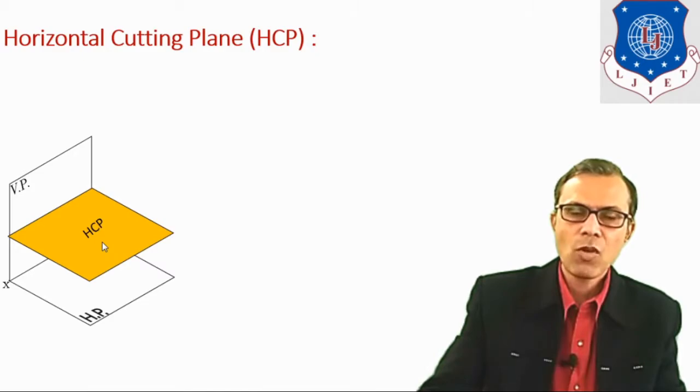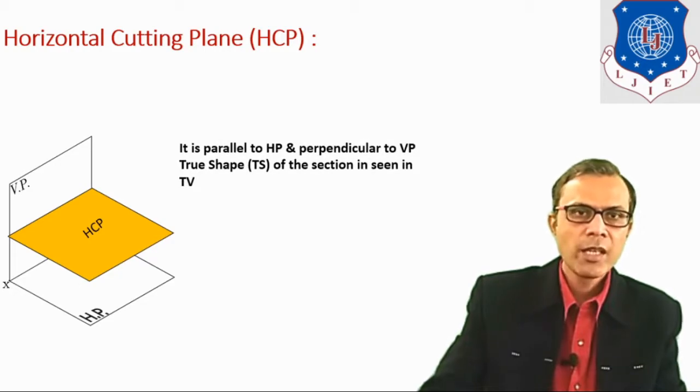What is the position of this cutting plane? It is parallel to HP and perpendicular to VP. When we cut any object by this type of cutting plane, the true shape of the section will appear in the top view. That is known as the sectional top view.